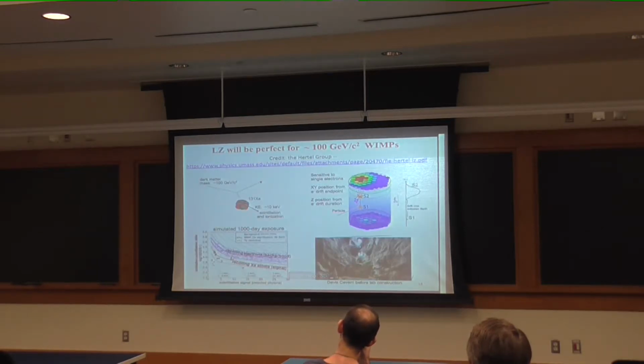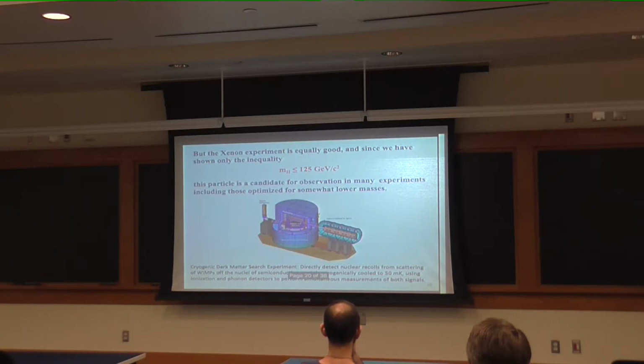So direct detection, LZ is perfect. We have an LZ presence here. I understand that Bob Webb is still working on LZ, right? We have this xenon experiment, which is equally good, at least equally good. And finally, we have the possibility that these particles that we're proposing might have lower masses, maybe down to 2 GeV, who knows?